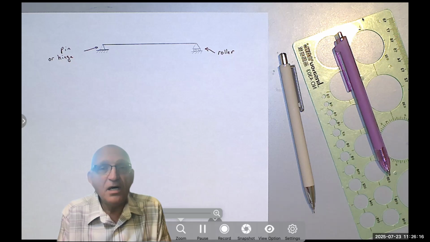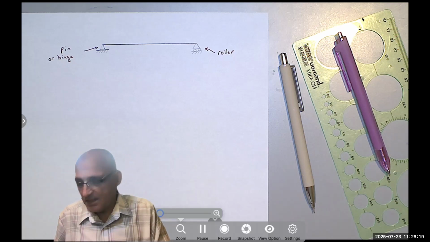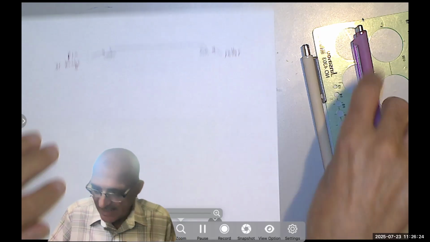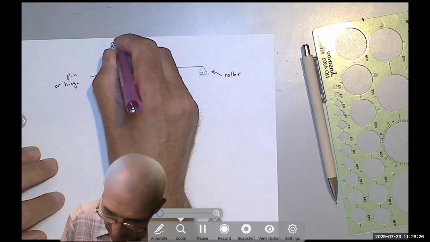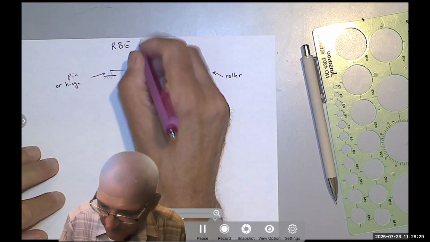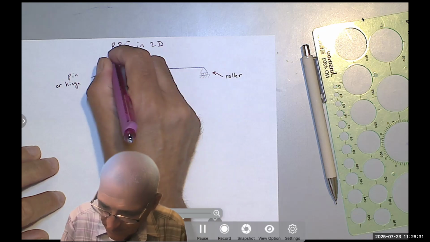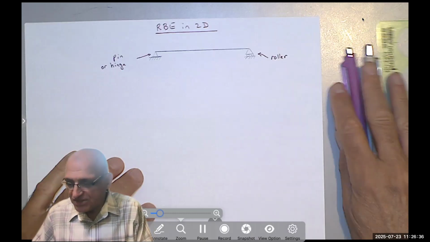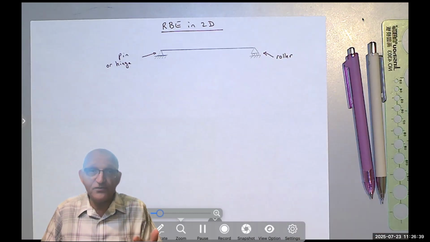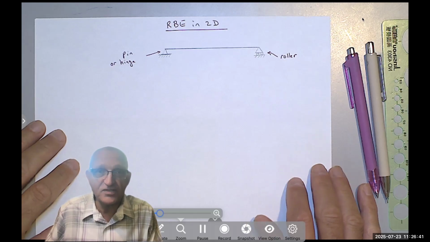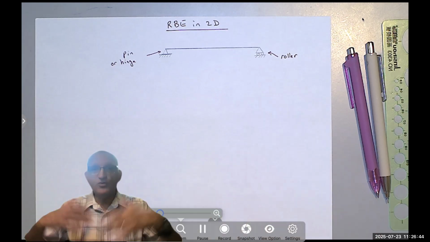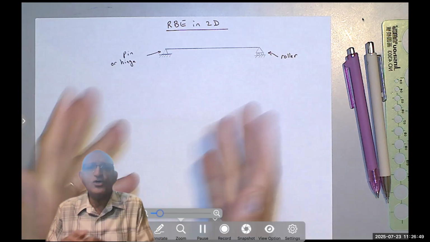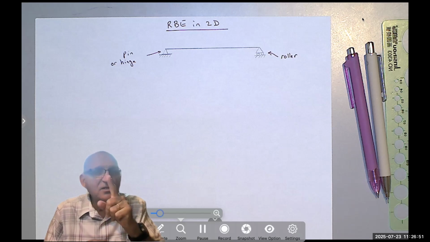Now, I want to ask you how many equations of equilibrium do you think I will have for a rigid body in equilibrium in 2D? Remember, when I had a particle in 2D, we had two equations of equilibrium, summation of the forces in the x equals 0 and summation of the forces in the y equals 0. And when we moved to 3D, we introduced summation of the forces in the z equals 0. We are going to do the same thing. But what's different?